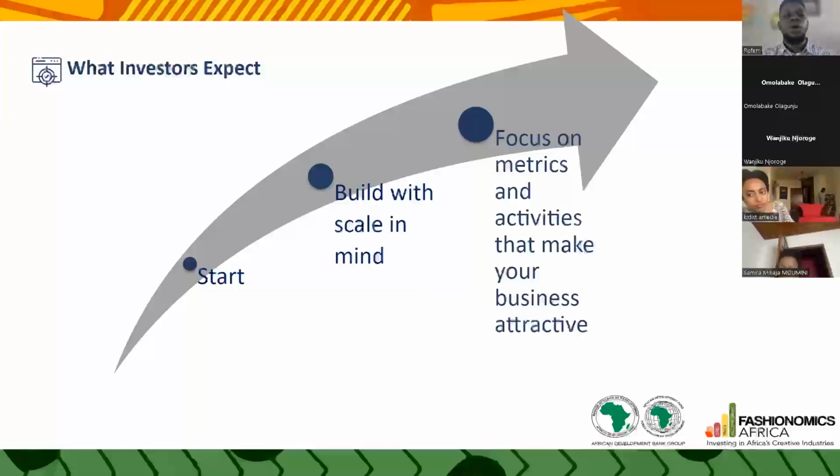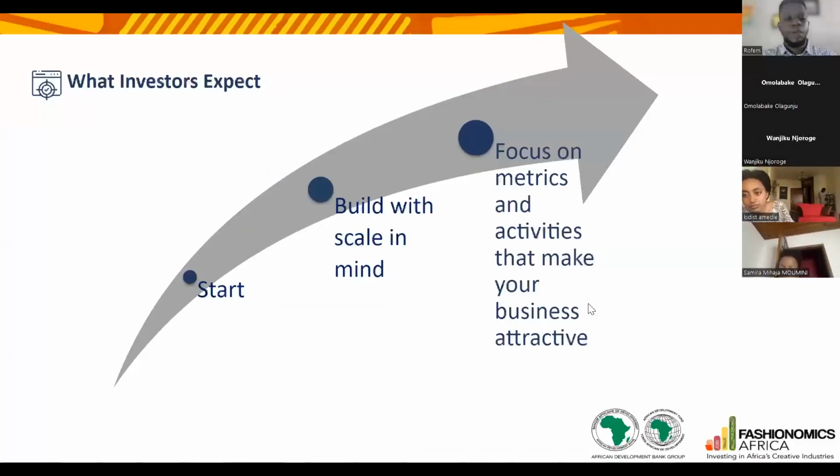So what do investors want? What do investors expect? Investors aren't looking for business ideas. They're looking for tangible businesses, right? So don't just wait for an investor to give you money before you start to execute your business idea. Start, right? Also, when you're building your business, don't think of it as just enough to sustain you and your family. Think of it as, look, I want to build a business that is going to employ 100 people, 200 people, and build skill.